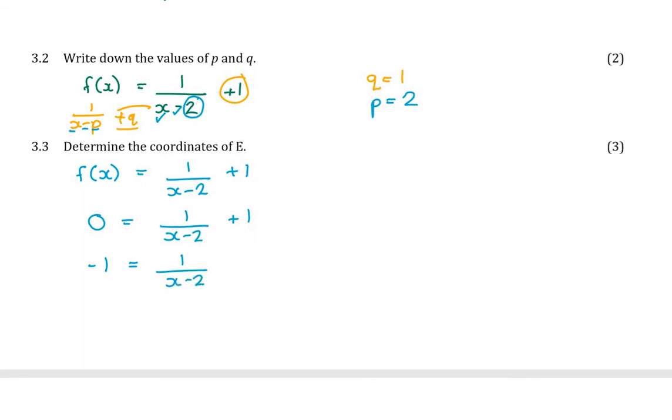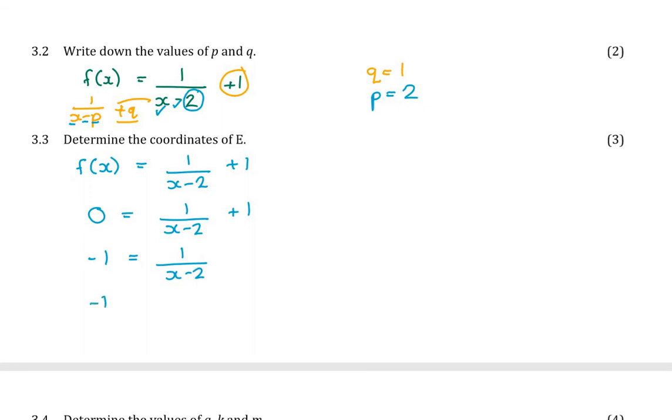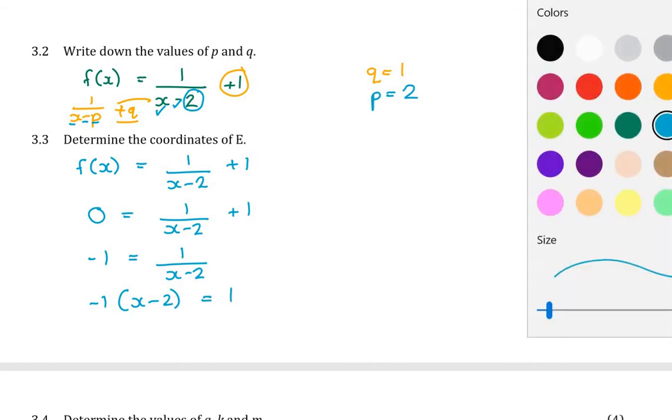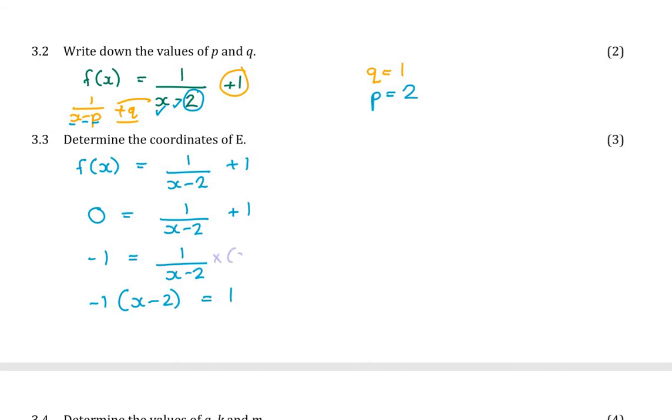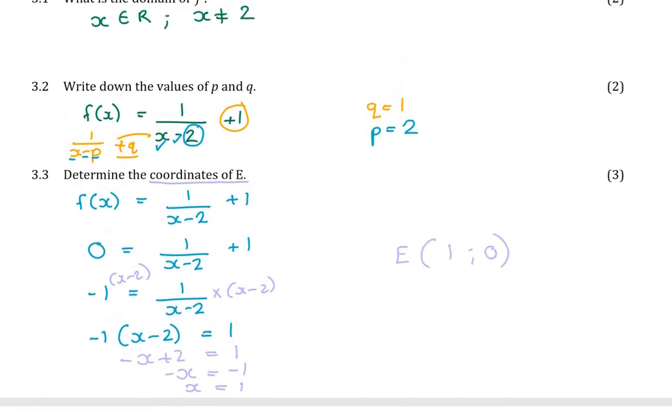I'm going to multiply by x minus 2 on both sides. So I get negative 1 times x minus 2 equals 1. Let me just show you what I've done there. I've multiplied by x minus 2 on both sides. And so now I get minus x plus 2 is 1. So negative x equals negative 1. X must equal 1. Now just be careful. Have we answered the question? The coordinates of e. So e would be 1, 0. Just make sure we answer the question.